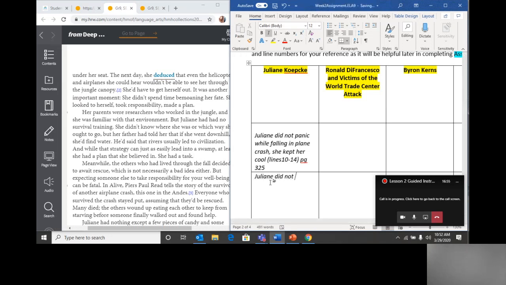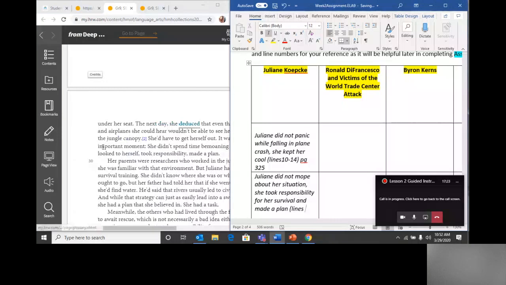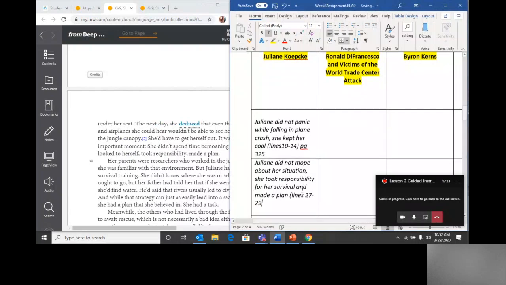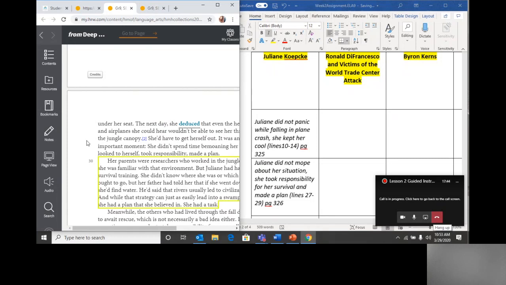Julianne did not mope about her situation. She took responsibility and made a plan. Took responsibility for her survival, right? That is lines 27 to 29, page 326. Okay, moving on.